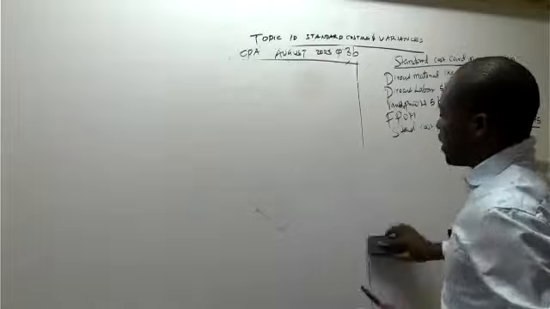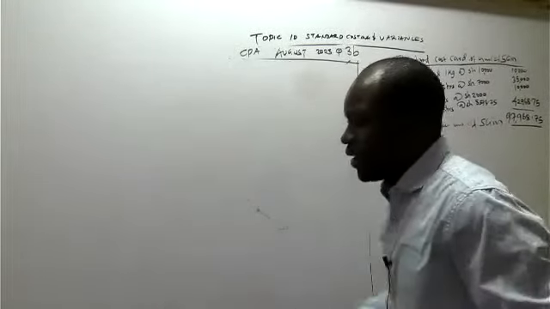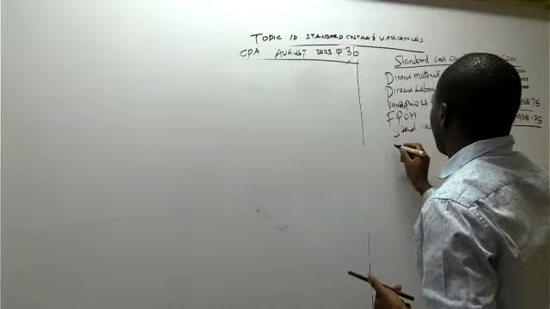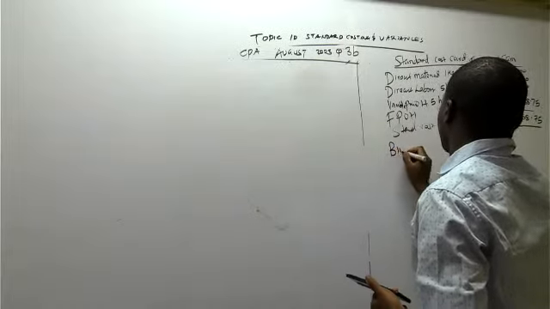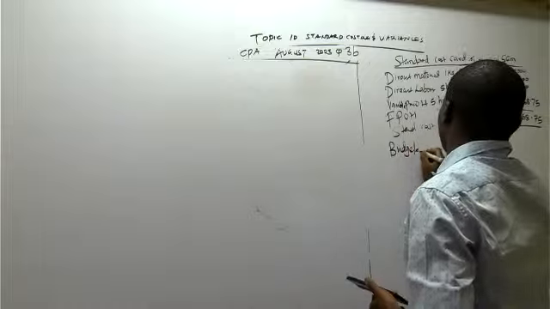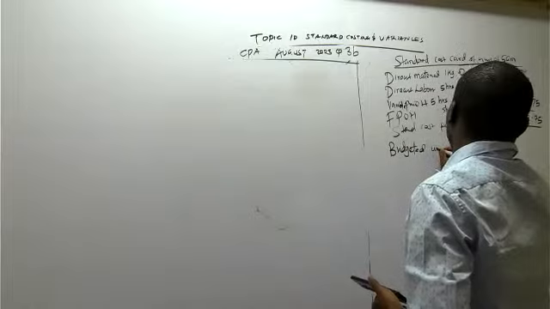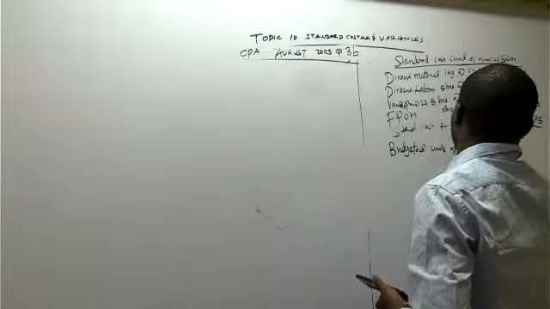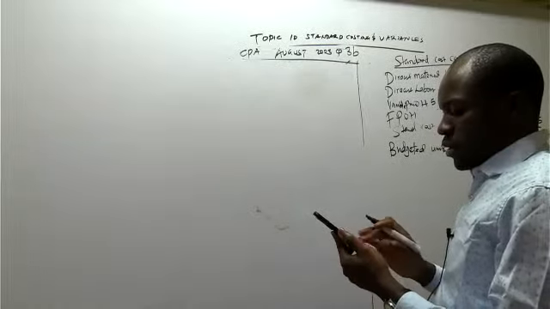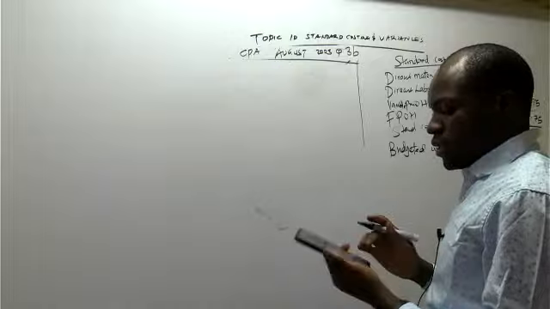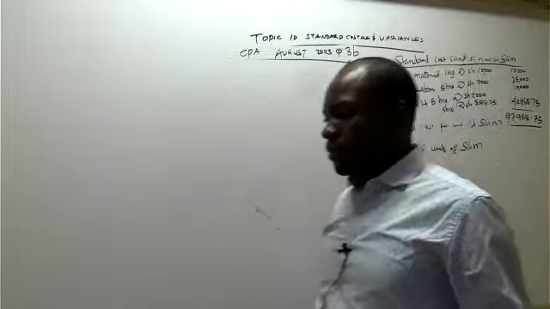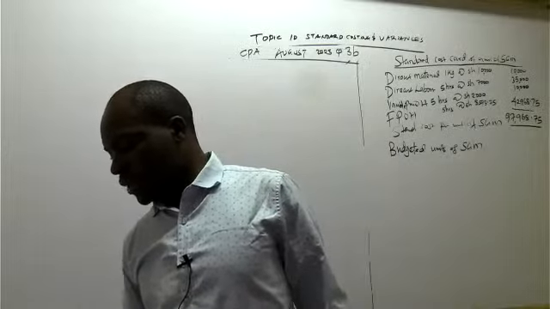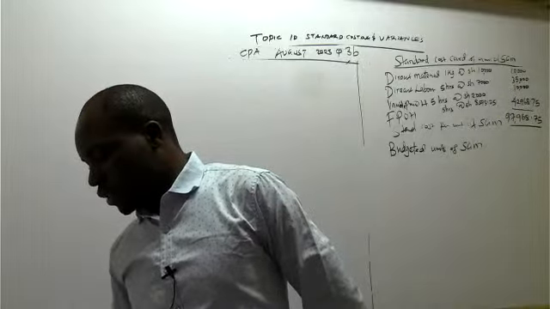In exams, I want us to assume the only thing you're going to give me here is the budgeted units of SGM. Walibudget how many units? As per their budget, walisema SGM itakuwa how many units? Budgeted production walisema ni ngapi?